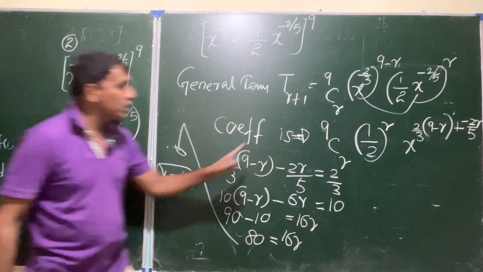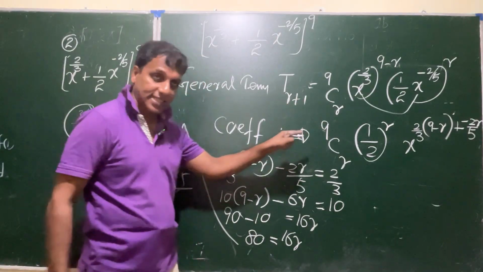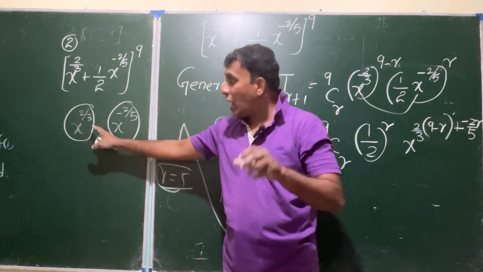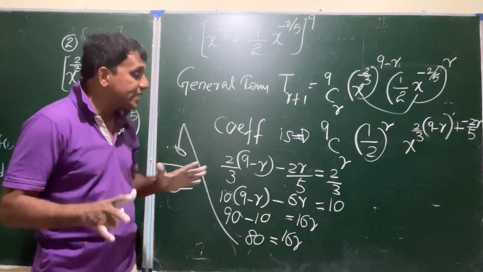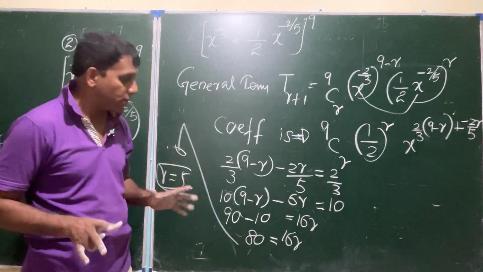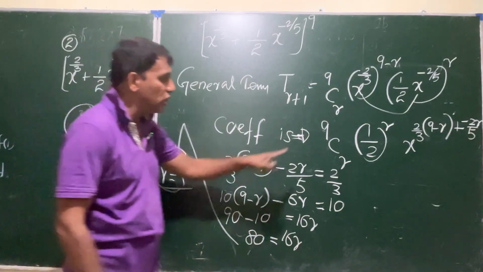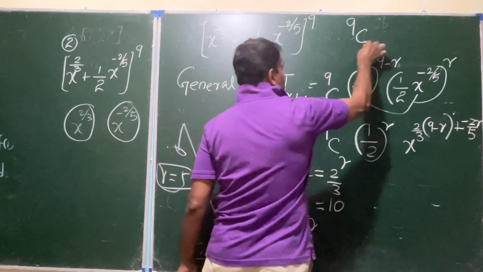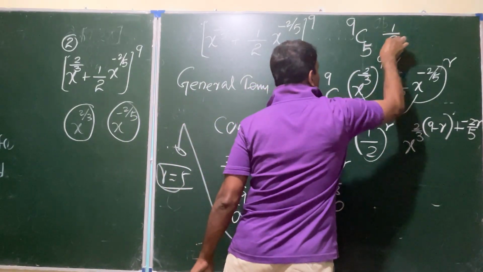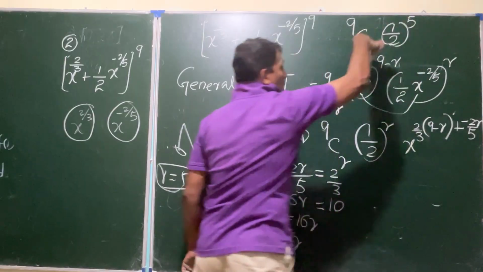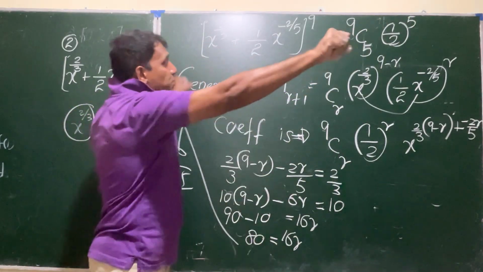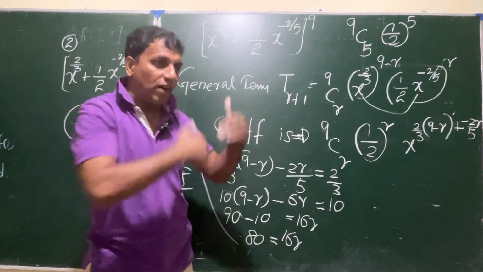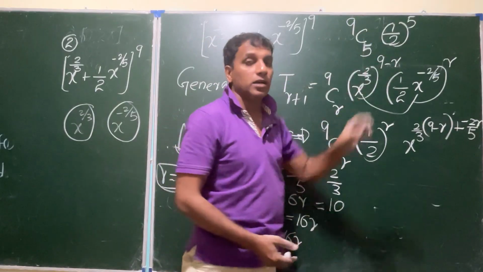Therefore, the first occasion, the sixth term T6, the sixth term becomes x to the power 2/3, right? Therefore, r is 5. What is the coefficient? I show here 9C5 half to the power 5, right? This is part of the answer. The coefficient, when you expand, the power becomes x to the power 2/3. That means the number in front of x to the power 2/3 is what? This is the complete constant, right?